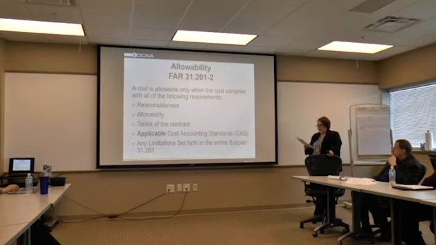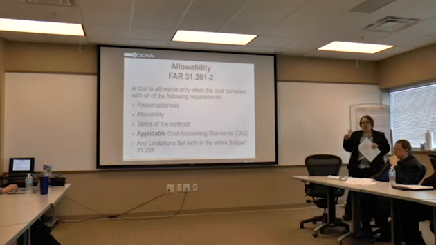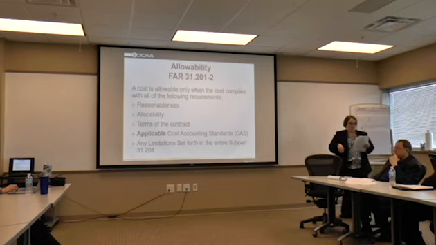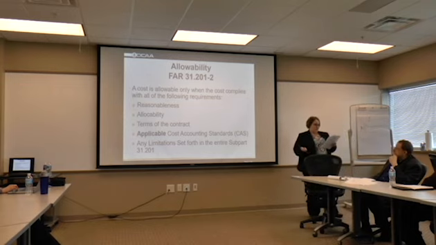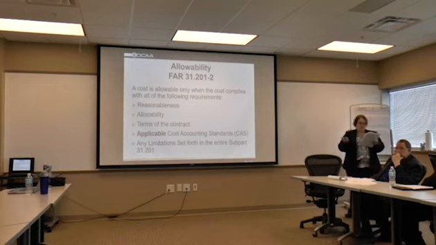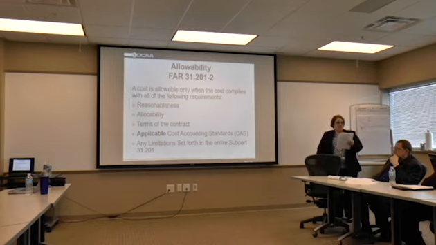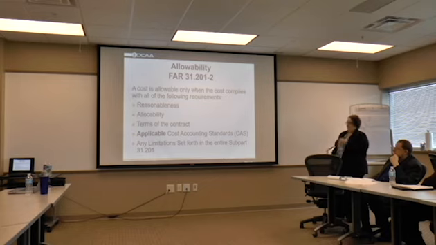Unallowable costs are also part of allowability. FAR Part 31.205 defines select costs, specific costs that are unallowable. This covers everything from material cost, compensation for personal services, public relations, advertising costs. Again, section 31.205 outlines those selected costs that are defined by the FAR as unallowable.